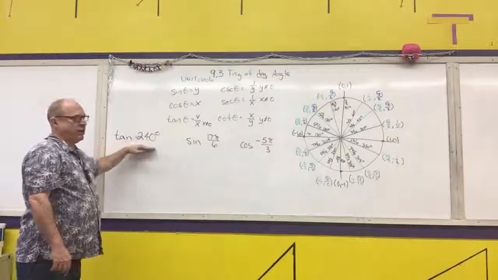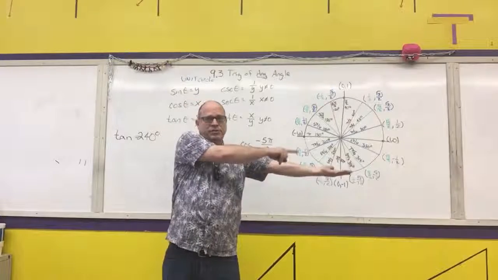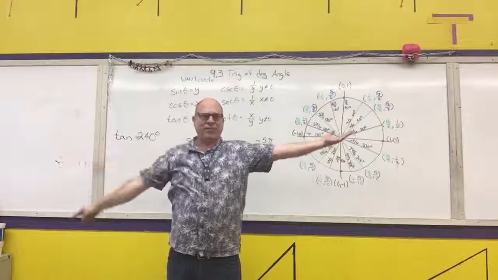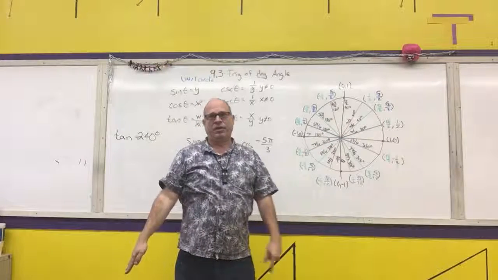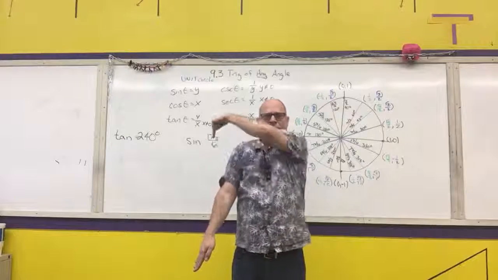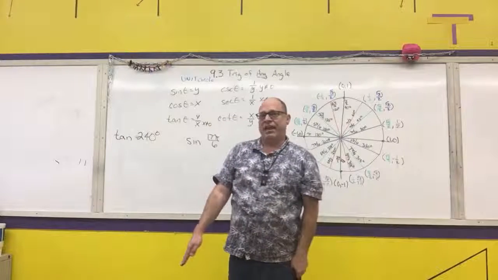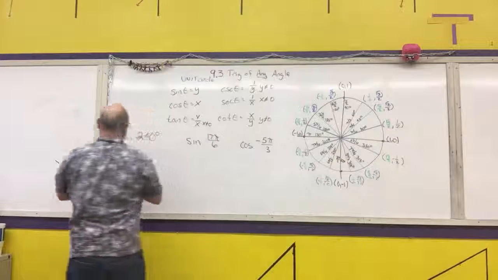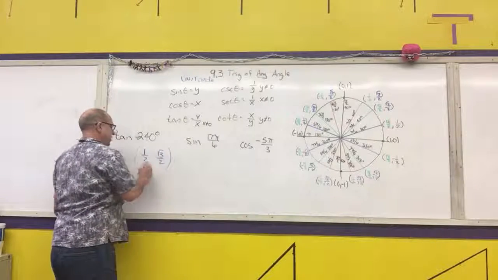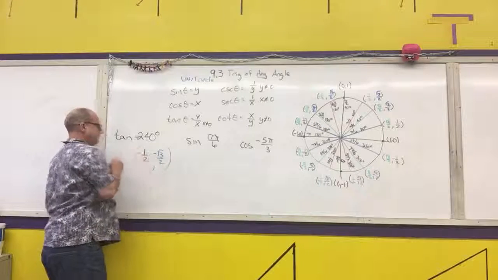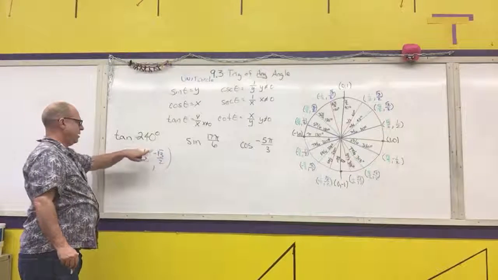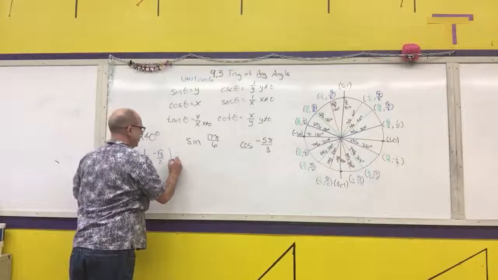So tangent of 240 degrees. I start over here: 0, 90, 180. 180 plus 60 is 240 degrees. So it's a quadrant 3 angle where the x is short and the y is long. Okay, it's quadrant 3, so they're both negative, and I want the tangent. So the tangent is going to be y over x, so it's the square root of 3.